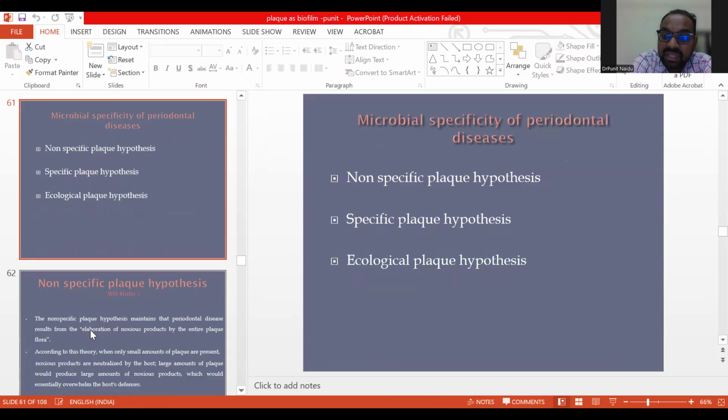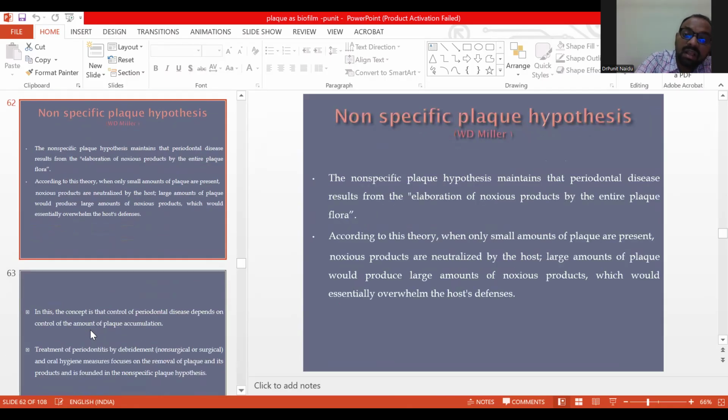The three theories for the formation of plaque, which help in resulting in periodontal disease, are the non-specific plaque hypothesis, the specific plaque hypothesis, and the ecological plaque hypothesis. The non-specific plaque hypothesis was described by W.D. Miller. In this hypothesis, it is explained that when small amounts of plaque are present, the noxious products are neutralized by the host, and a large amount of plaque would produce a large amount of noxious products, which usually overwhelm the host defenses.